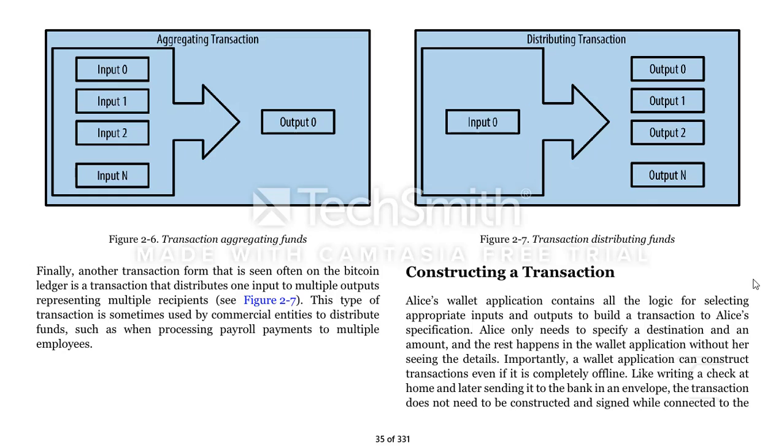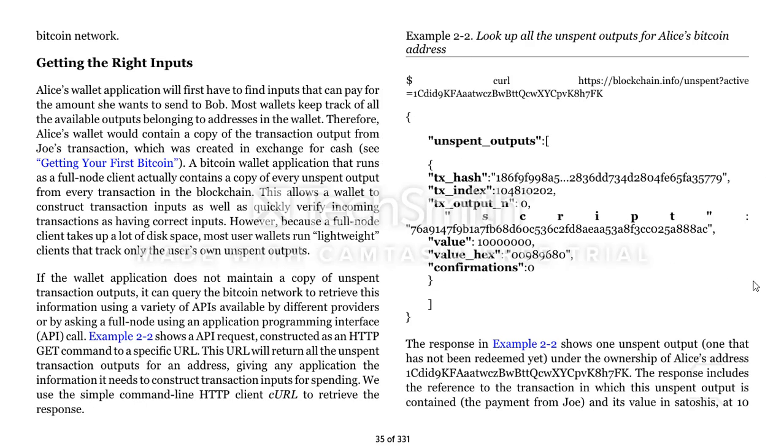Getting the right inputs. Alice's wallet application will first have to find inputs that can pay for the amount she wants to send to Bob. Most wallets keep track of all the available outputs belonging to addresses in the wallet. Therefore, Alice's wallet would contain a copy of the transaction output from Joe's transaction, which was created in exchange for cash. See Getting Your First Bitcoin.